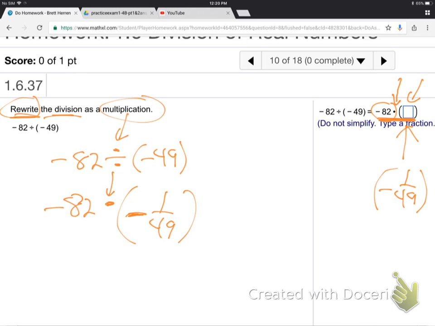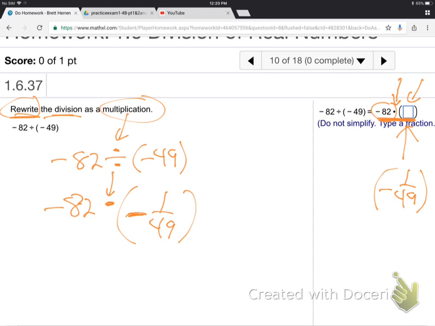Question? Isn't there another way to do it? For example, using KCF, which is keep change flip, so you would keep the negative. Did you have Mr. Yang? Keep change. Is that Mr. Yang's? Yeah. Ms. Hester? Oh, did she say that? Yeah, good.